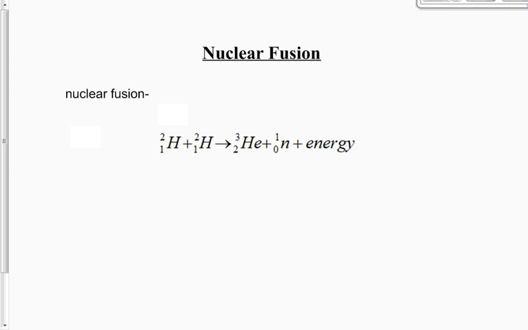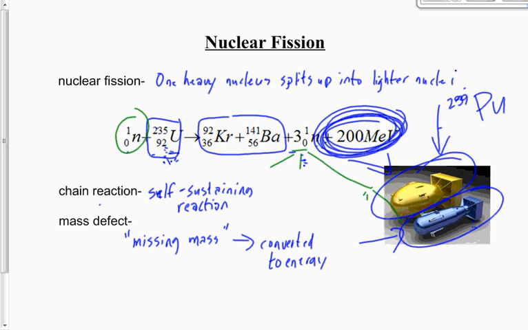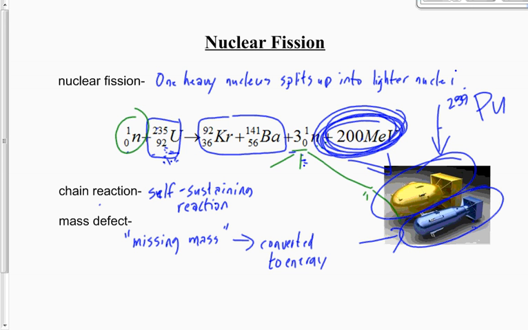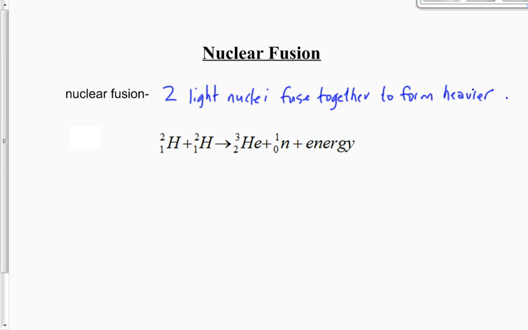The other type of reaction that I want to talk about today is called a nuclear fusion reaction. It's the exact opposite process. If fission was where one heavy nucleus splits apart into lighter nuclei, then fusion is when two lighter nuclei fuse together to form one heavier. You can see in the fission reaction, if we ignore the neutrons, clearly one heavy thing becomes two lighter things. In the fusion reaction, if we ignore the neutron again, two lighter things become one heavier thing.